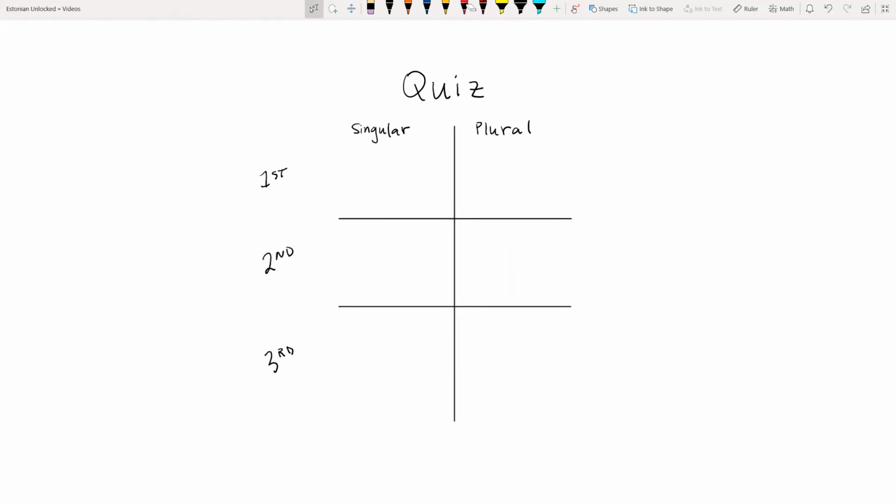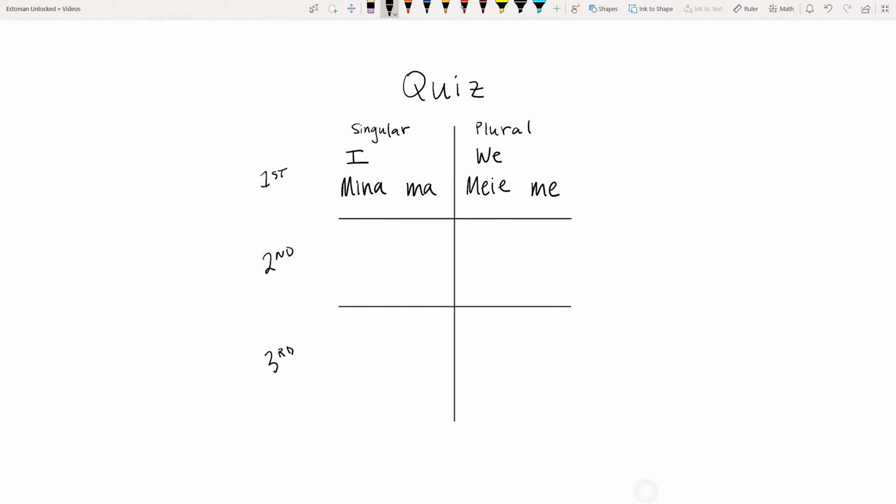Here's a template that you can use to quiz yourself. Go ahead and pause the video and see if you can fill in this chart with the long and short forms for the Estonian personal pronouns. Let's walk through this together. First person singular is I. In Estonian, that is mina or ma. First person plural is we. In Estonian, that is meie or me.